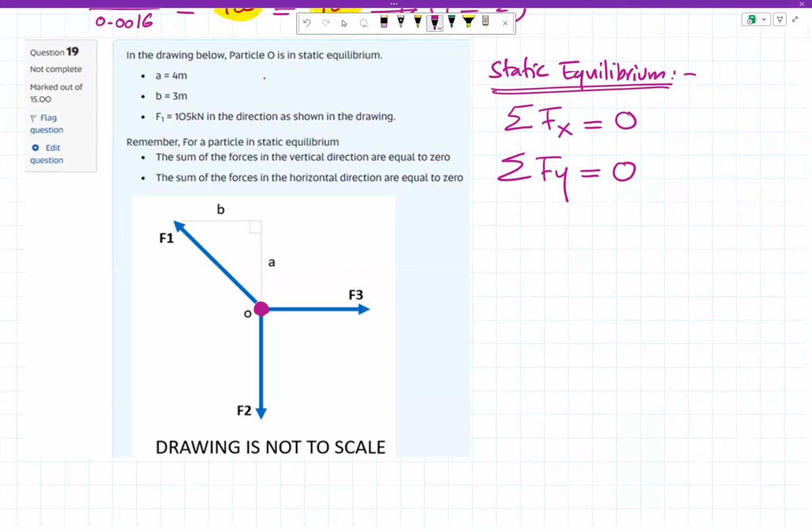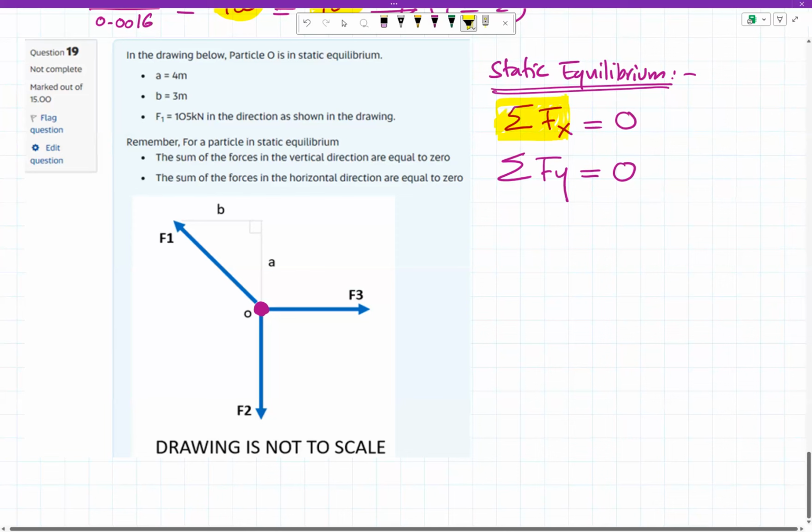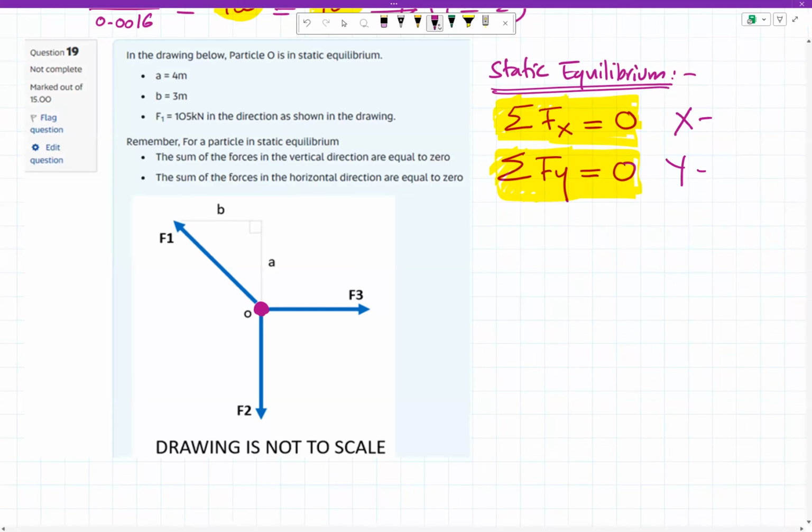Okay, so now if we look at this problem, can we, from the first view, mention if it is under equilibrium or not? If you look at the equilibrium equation, what is in the equilibrium equation? Is there anything mentioned about inclined forces? No. So the two formulas are for x and y forces, right?